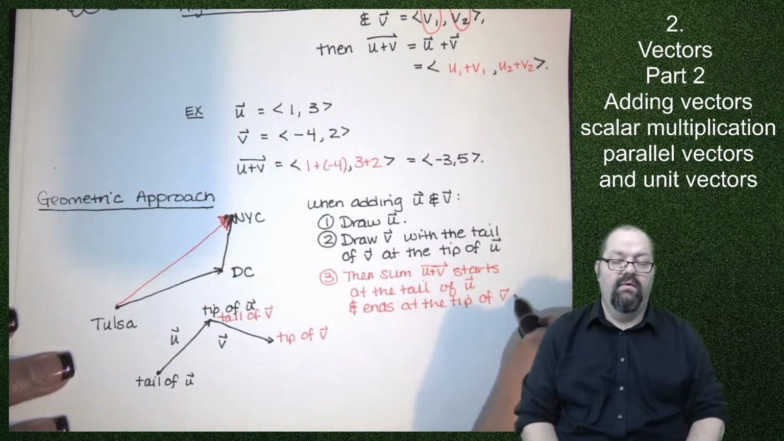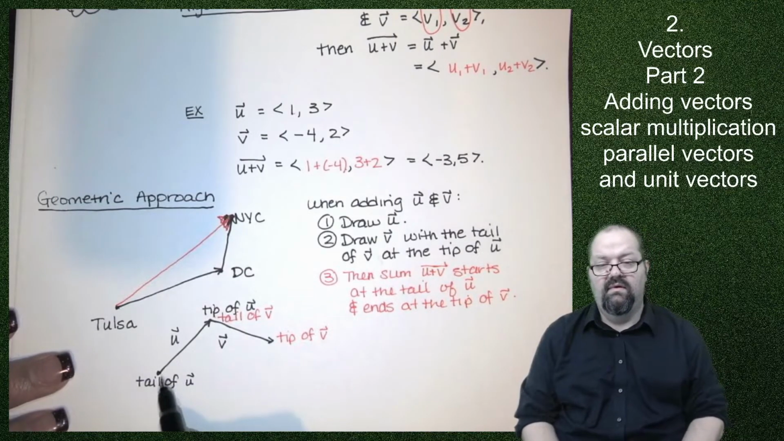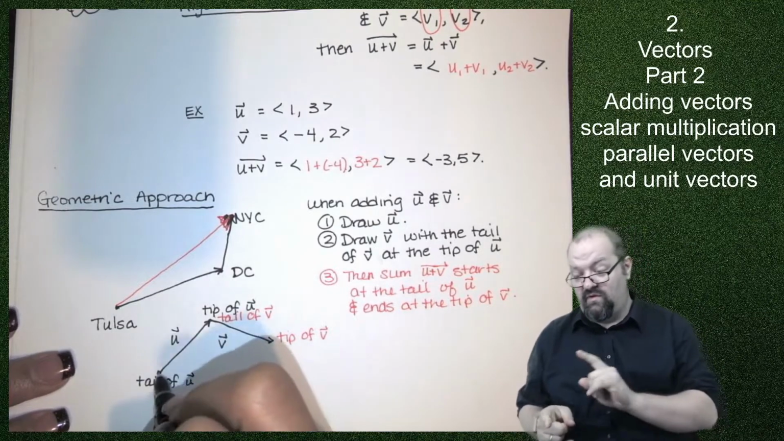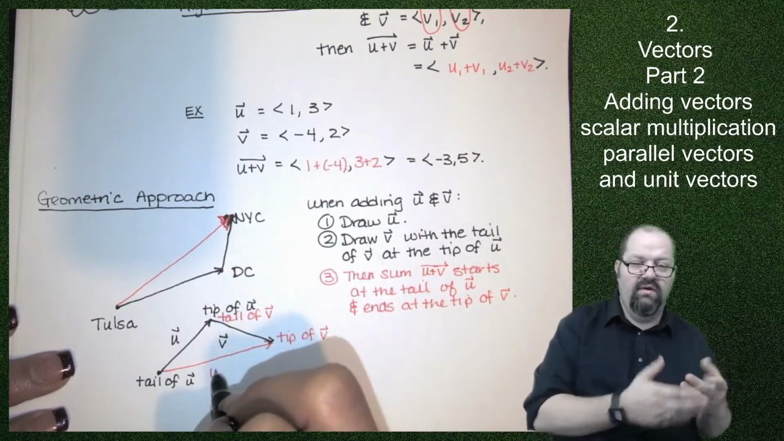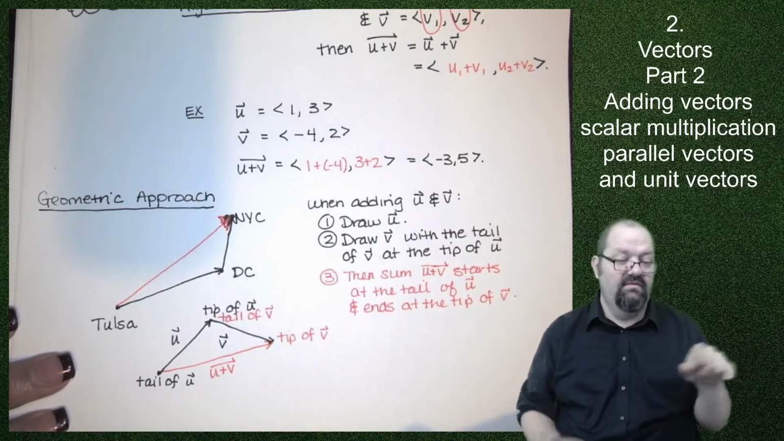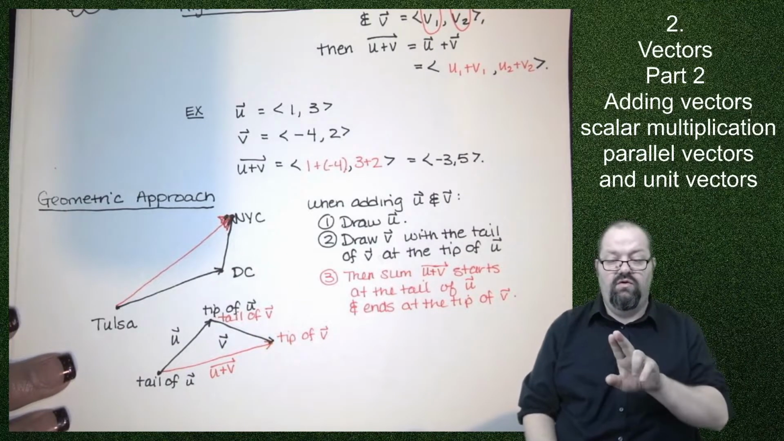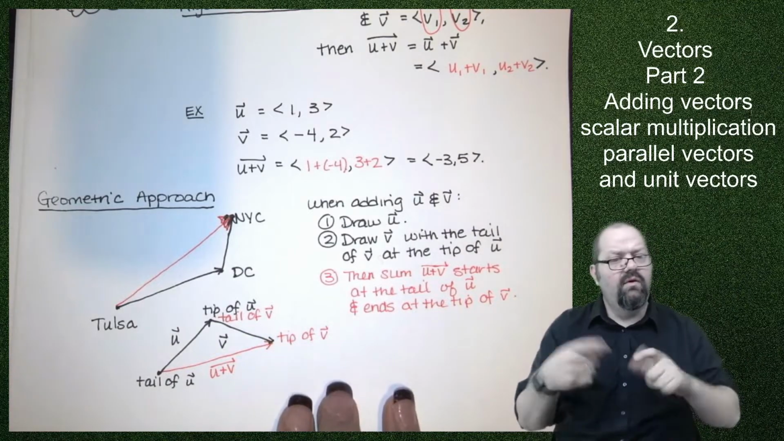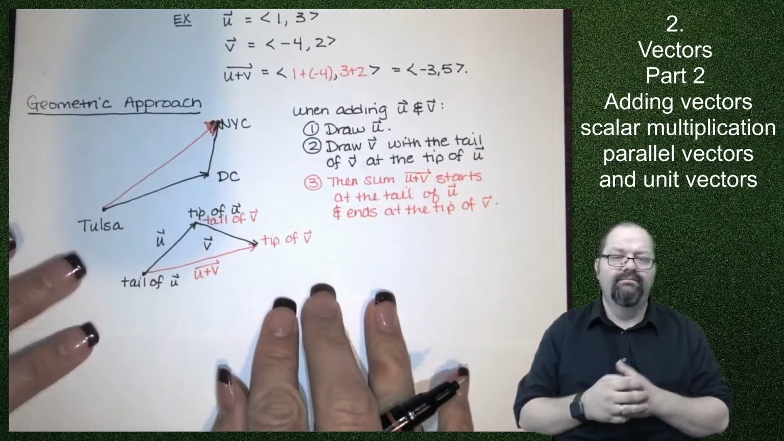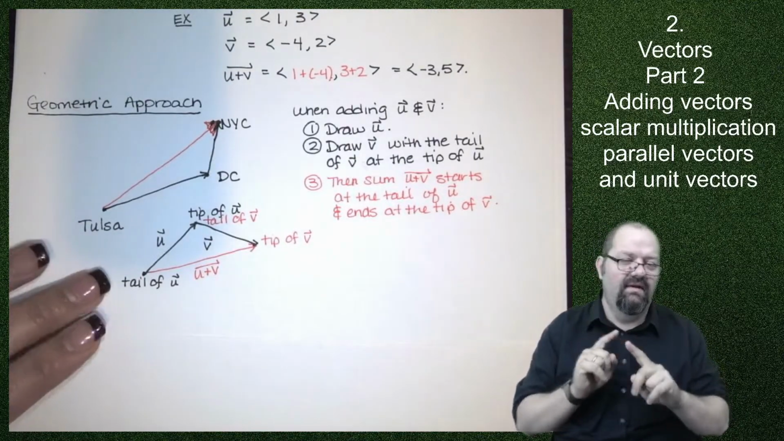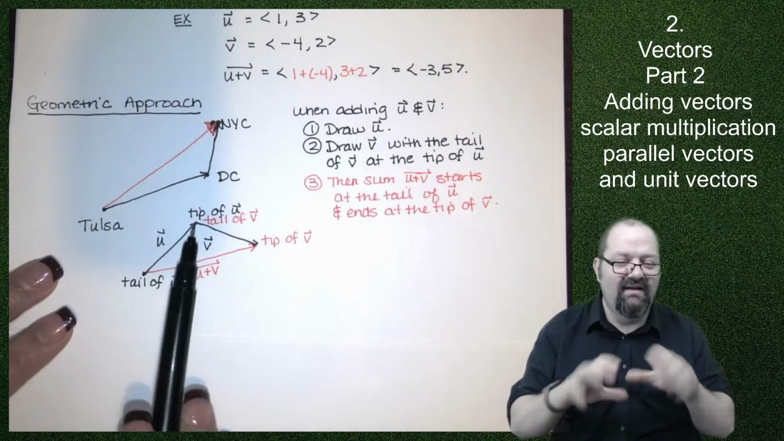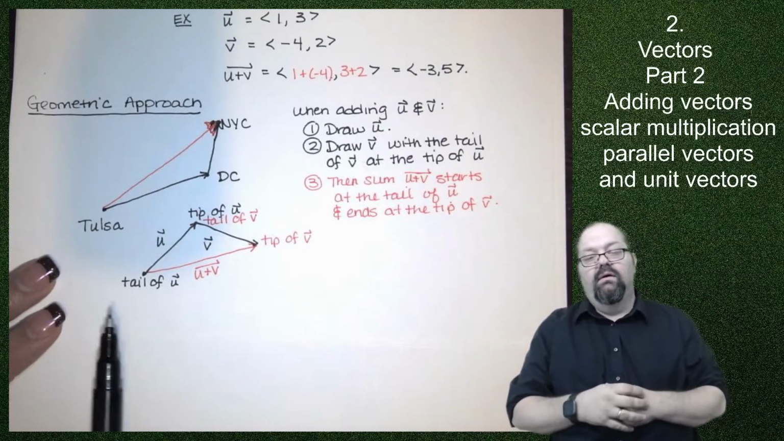I still think it's easier to think of it in terms of displacement. Start where you started, end up where you ended up. You're just going to go that way. That's the vector u plus v. Any questions about that? I know it's a video. That's what I'd say in class. Okay, so that's u plus v equals that.